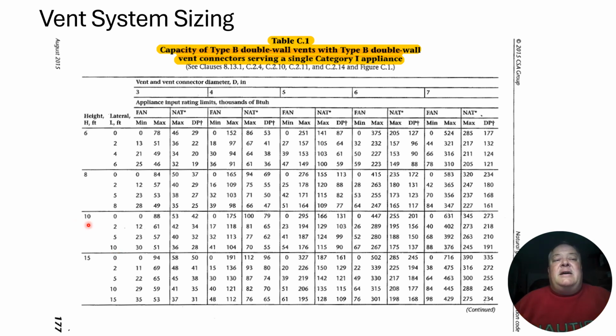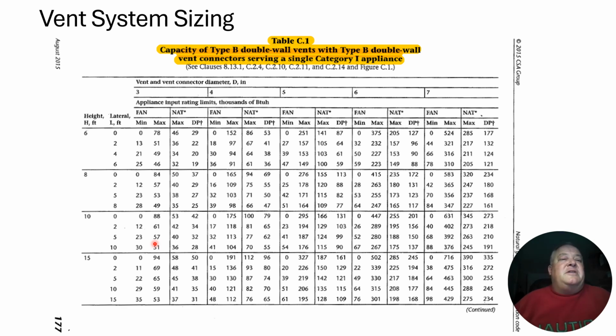So I've got my vent height. Again, I'm in between table values. I'm going down in height. I'm going up in lateral. And now next to that, you can see I've got a 23 and a 57 in the next two columns. If we go right up to the top, you can see that we have the fan. In other words, this is for a fan-assisted appliance, like a mid-efficiency furnace. The minimum BTUs we would have going into that system would be 23,000. The maximum BTUs we'd have going into that system would be 57,000.